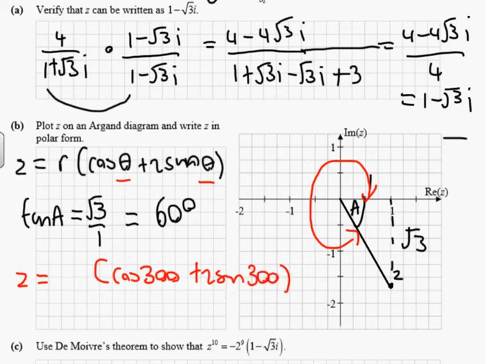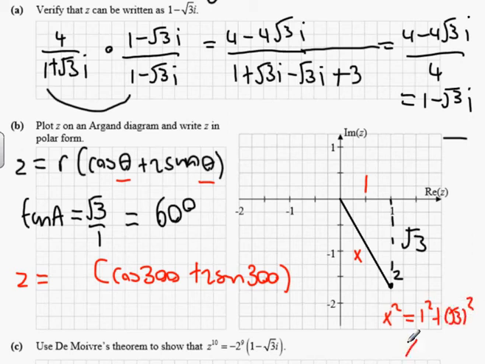Okay? Now, what I've got to do next is find out what the modulus is. Please remember that the modulus is actually done by Pythagoras' theorem. So modulus I'll call x. X squared equals 1 squared plus root 3 squared. You all know that that's going to turn into 4. Square root of 4 is 2. Okay, x squared is 4. Now, 2 on the outside, cos 300 plus i sine 300.